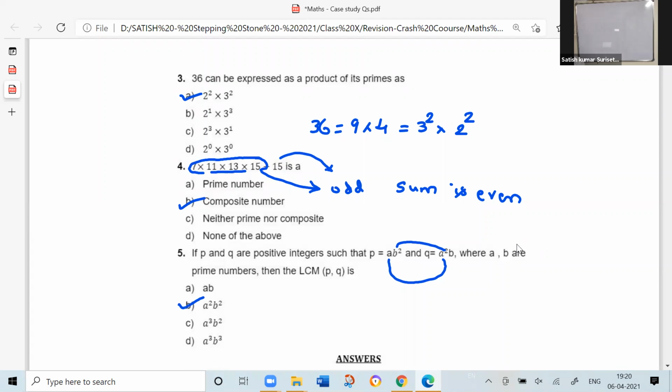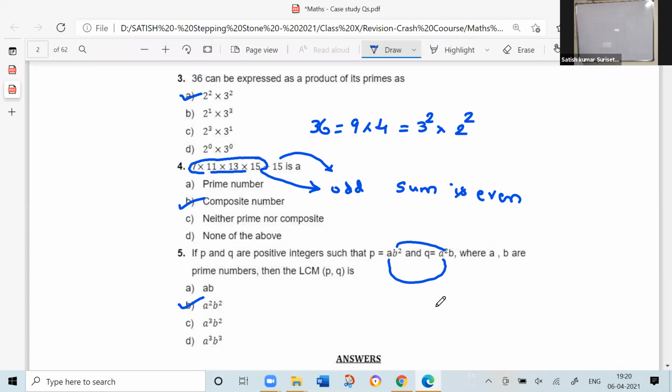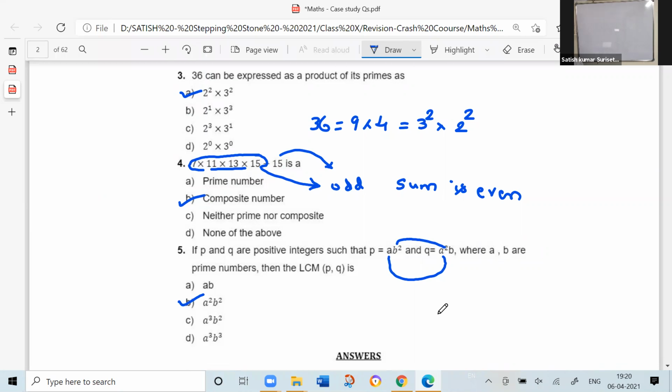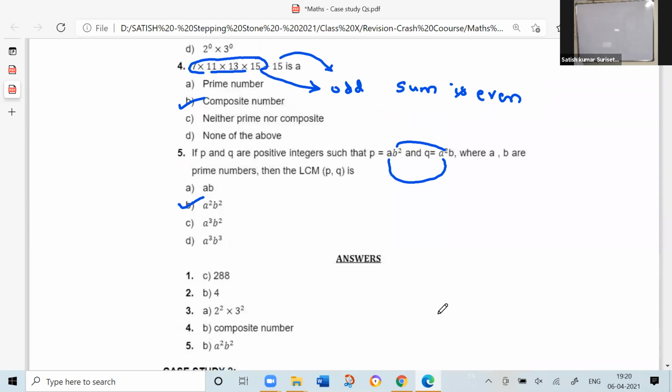Now, check the answers which are released also. And check how many have you done all correctly. Now, so first one answer is what? 288. Second question answer is 4. Third one is 2 square into 3 square. Fourth is composite number. Fifth is A square, B square. Now, anyone has done all correctly?